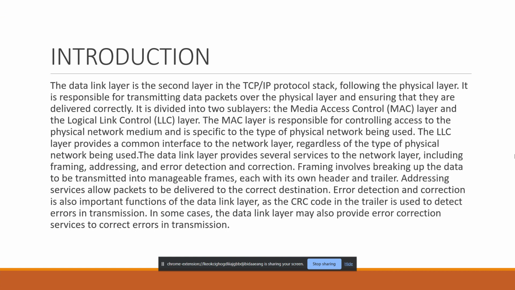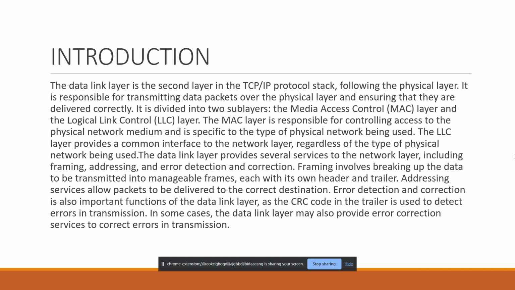the LLC. MAC layer is responsible for controlling access to the physical network media and is specific to the type of physical network being used. The LLC layer provides a common interface to the network layer regardless of the type of physical network being used. Data link layer provides several services to the network layer, including framing, addressing and error detection and correction.